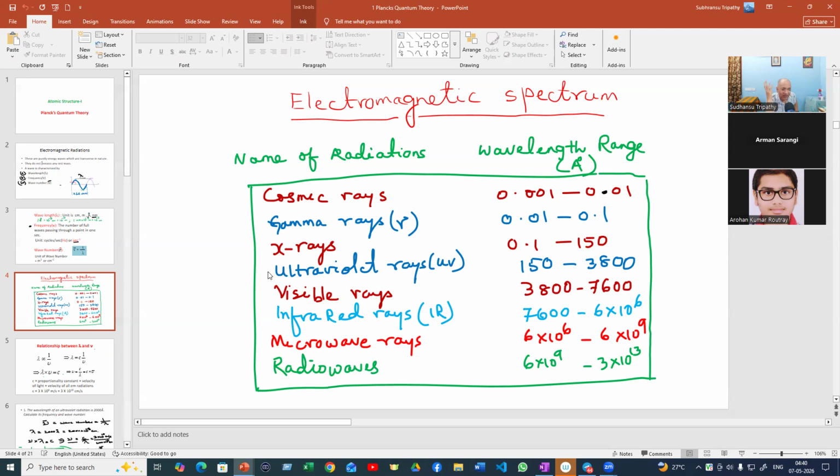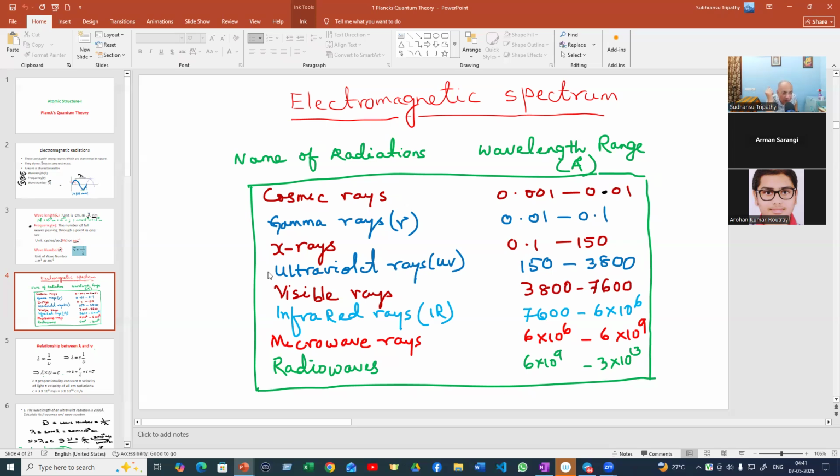Ultraviolet rays, which come from the sun and are being arrested by the ozone layer. But still nowadays, many ultraviolet rays are coming down to the earth and creating a lot of health problems, not only to human beings, but also to agriculture. Then our most favorite visible rays, through which we are able to see an object. Then infrared, these are called the heat radiations, from 7,600 to 6 times 10 to the 6.